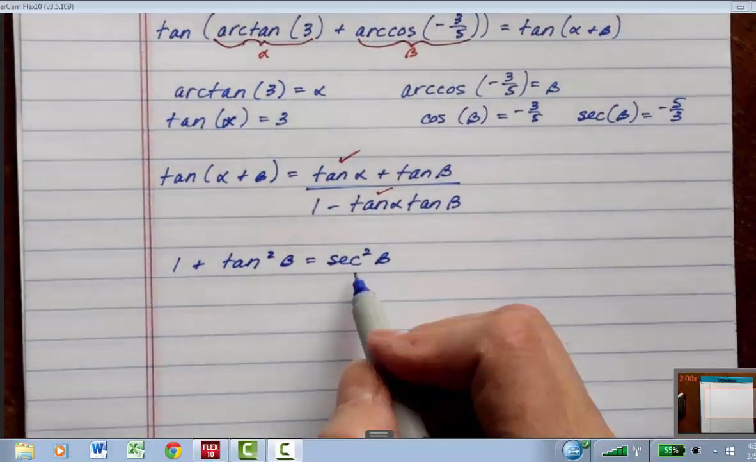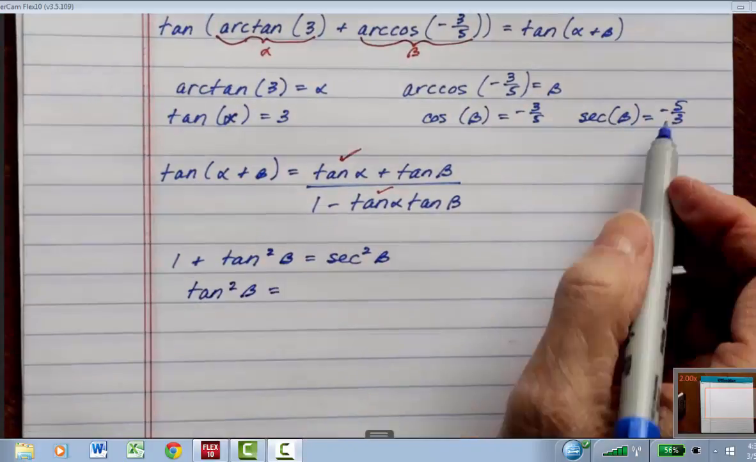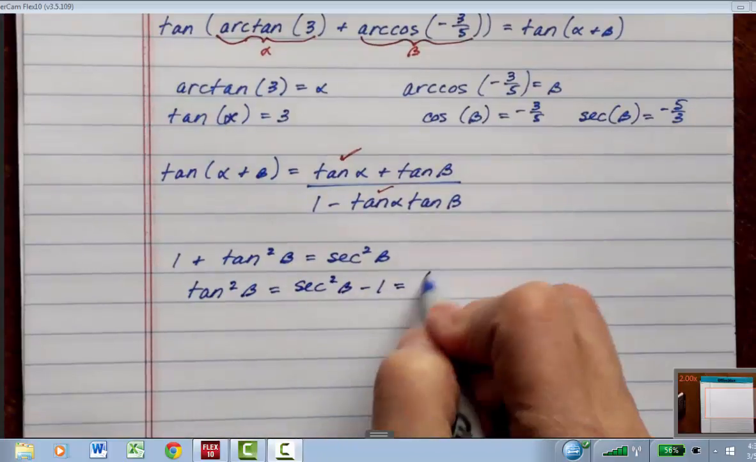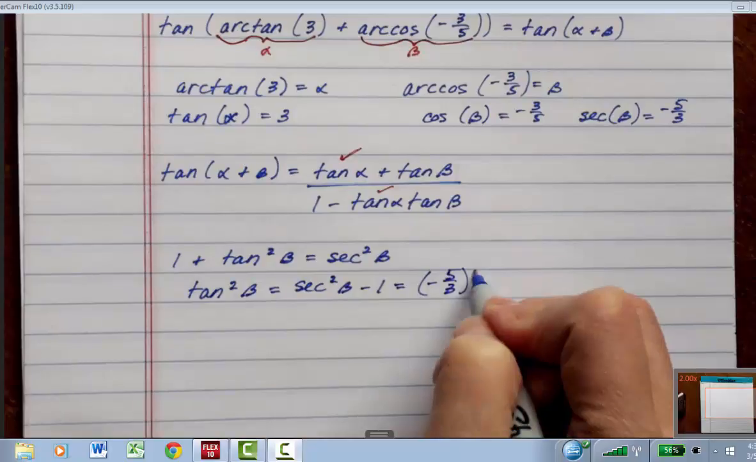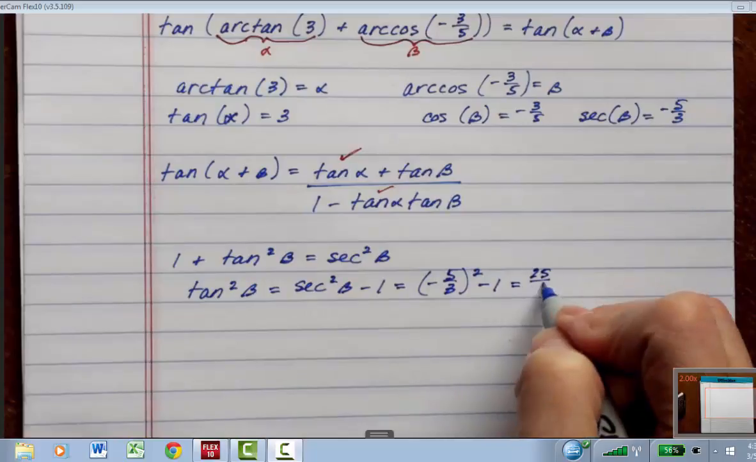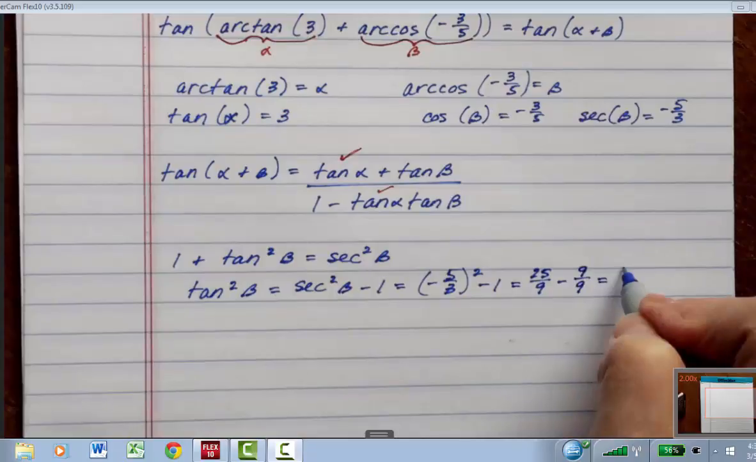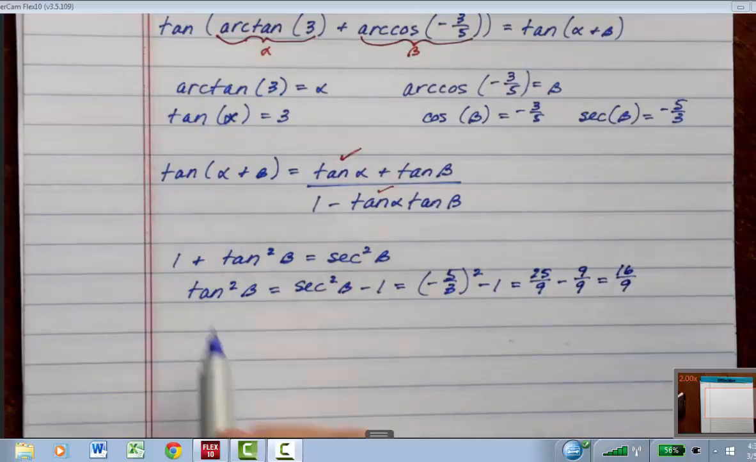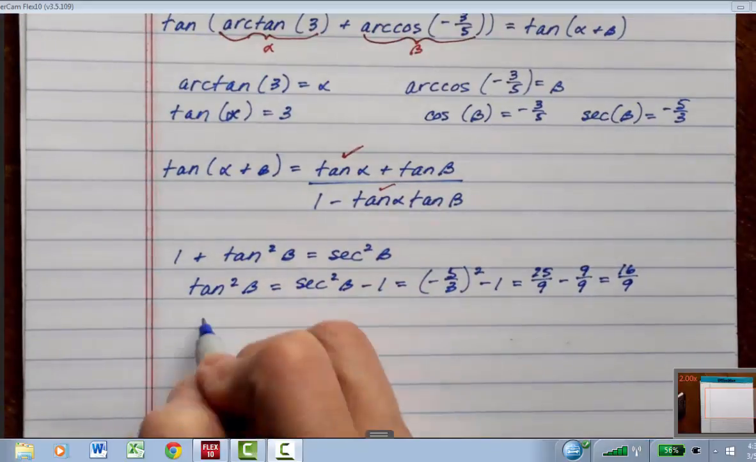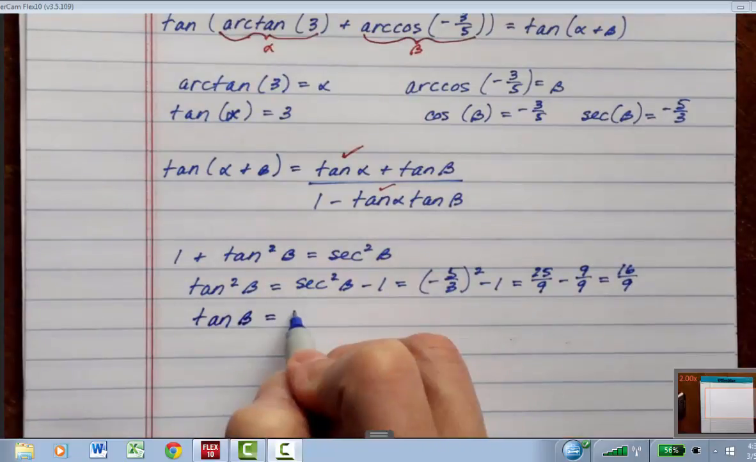I can go ahead and substitute that in. So I'm going to say that the tangent squared of beta is equal to the secant squared of beta minus 1, which is equal to negative 5/3 squared minus 1. Squaring this gives me 25/9 minus, finding a common denominator, 9 over 9, which gives me 16/9. So the tangent squared of beta is equal to 16/9. Taking the square root of both sides, the tangent of beta is plus or minus 4/3.